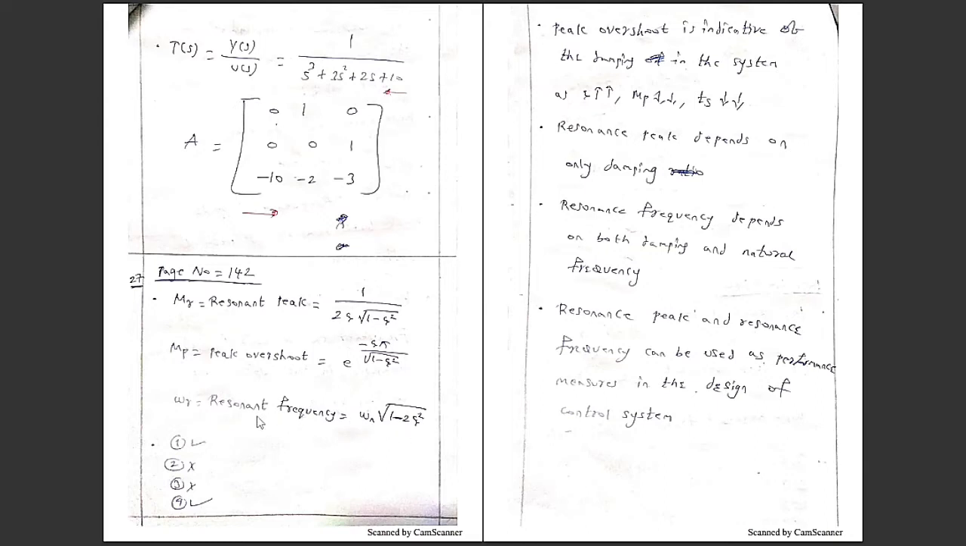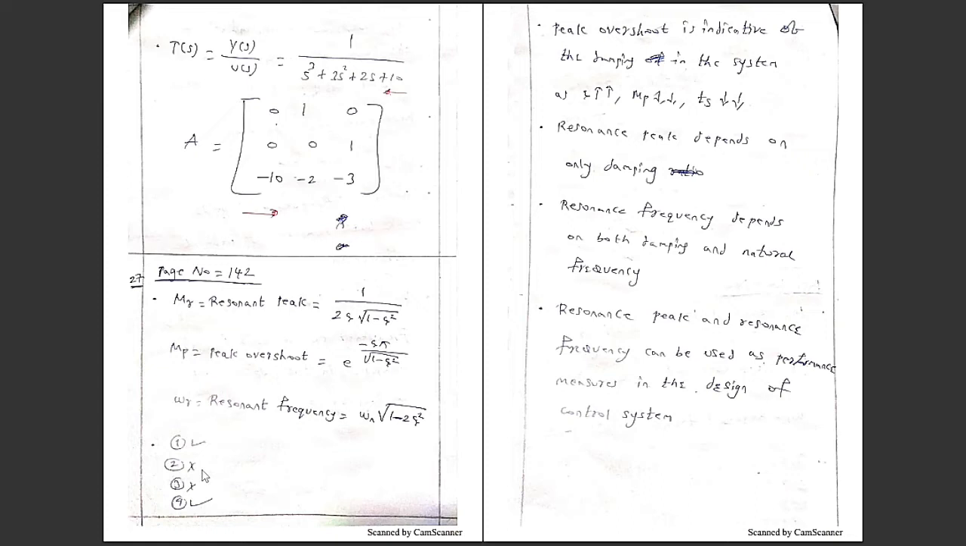See, at this resonant frequency, whatever the magnitude that we are going to get is called the resonant peak. Now in statement 1, they have given that the peak overshoot is the indicator of the damping in the system. Yes, the peak overshoot gives you the damping of the system. Yes, statement 1 is correct.